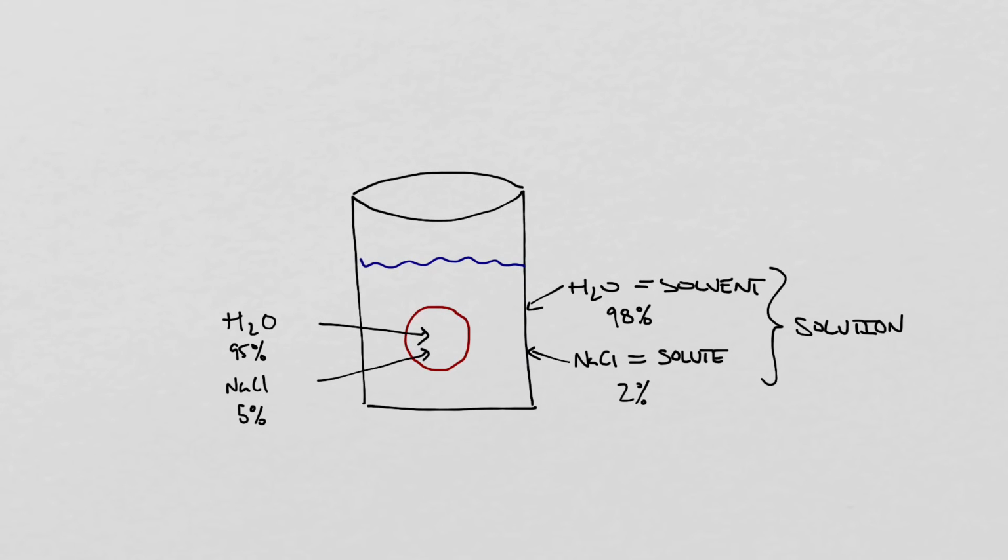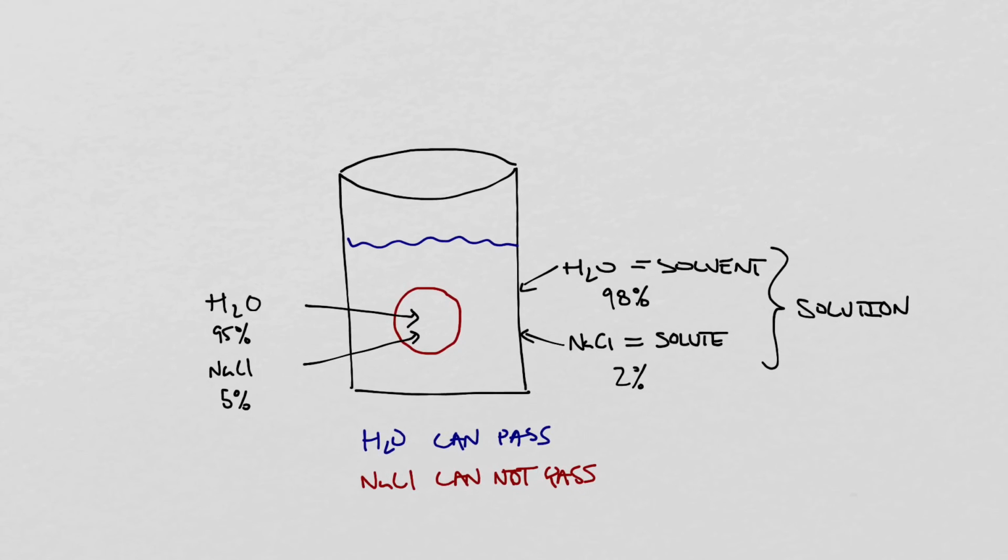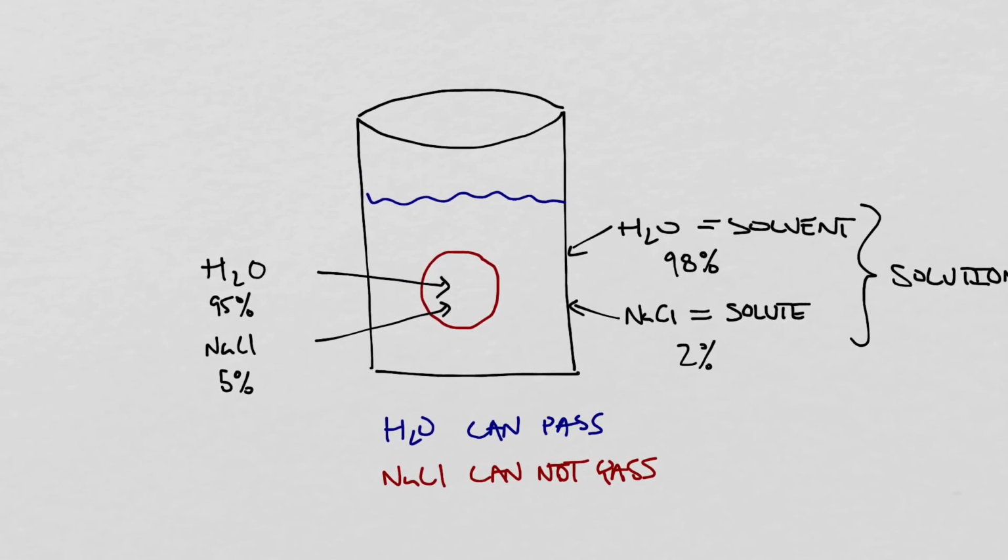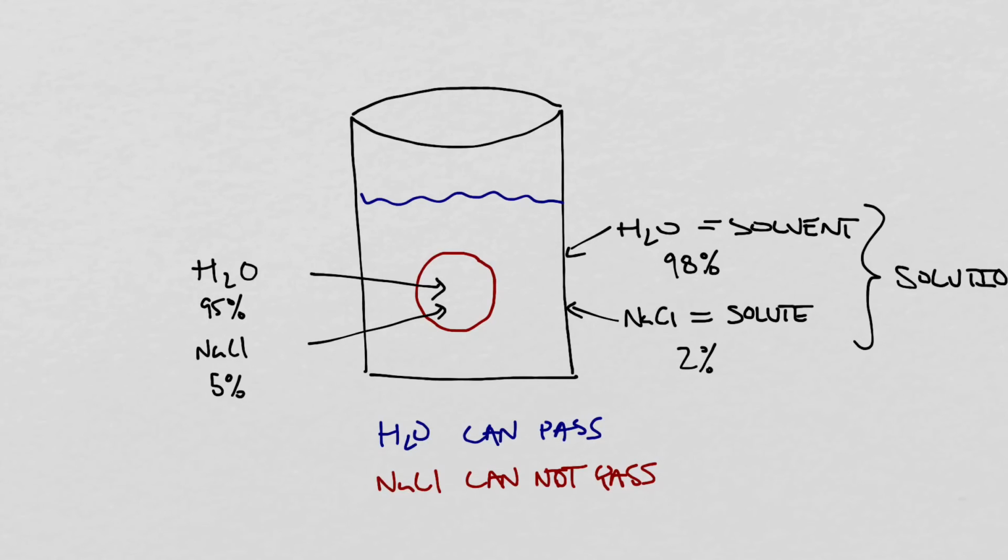Okay, this cell is composed of a membrane that is selectively permeable. So water can pass through, H2O can pass, but NaCl cannot pass. A selectively permeable membrane. Okay? So, what happens when we have this scenario where the water salt concentration inside the cell is different than the water salt concentration outside the cell, but only water can move?